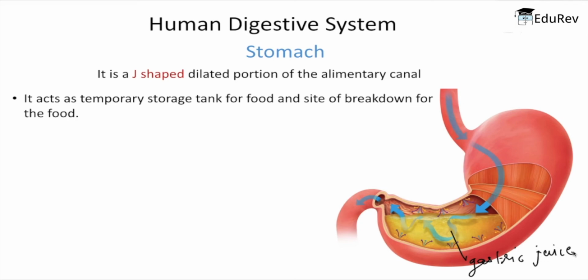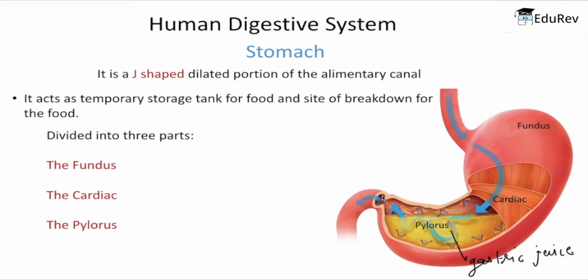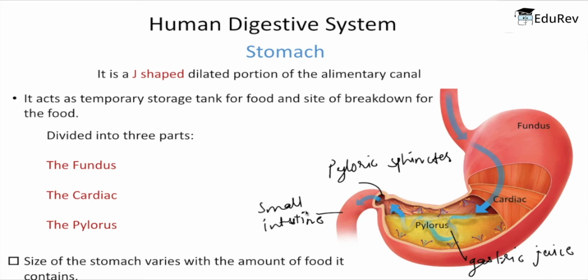Now, our stomach is divided into three parts: the fundus, second is the cardiac, and third one is the pylorus. At the end of this pylorus, or we can call it the pyloric region, lies the pyloric sphincter, which allows the food to enter inside the small intestine. So here is another interesting fact, that the size of the stomach always varies with the amount of food that it contains, or the amount of food that we eat.